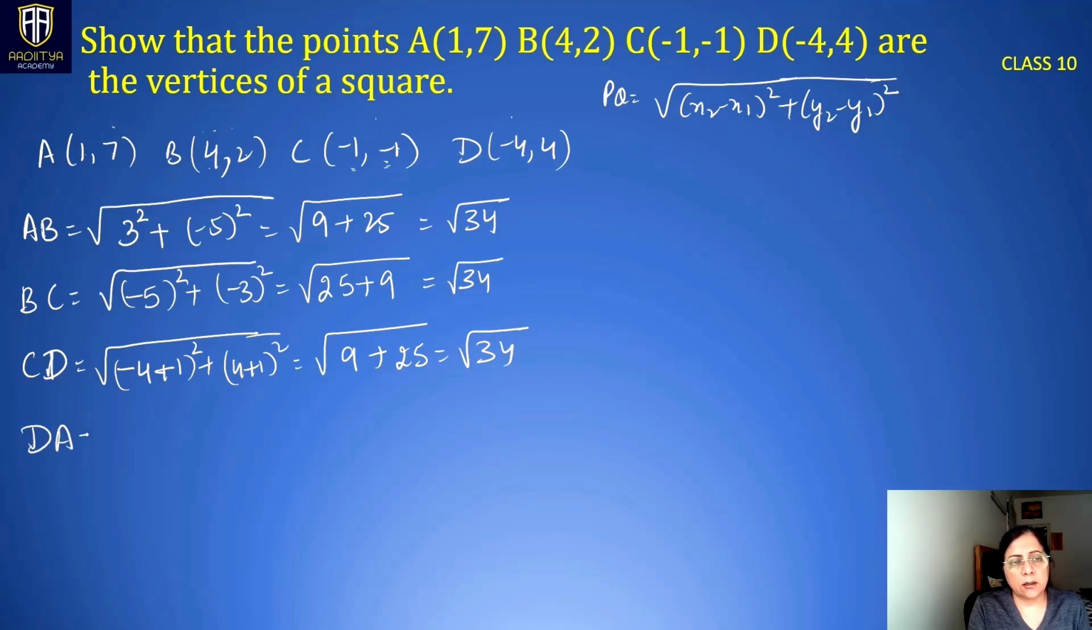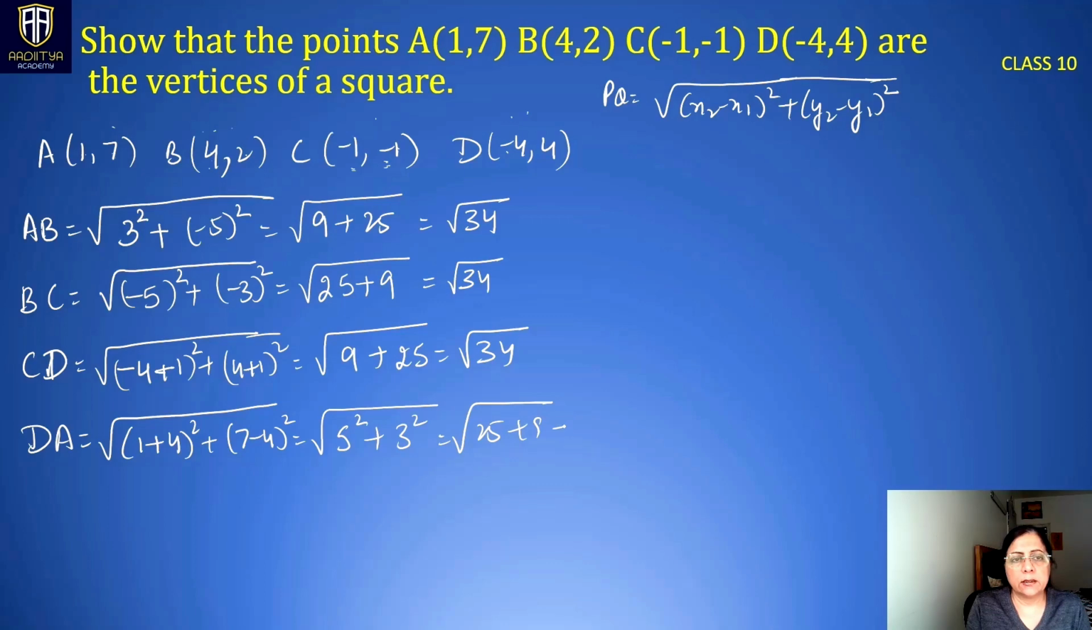Then we have DA. AB, BC, CD and DA. So, for DA, A is your x2, y2 and this is your x1, y1. So, 1 minus minus 4 is 1 plus 4 whole square, and 7 minus 4 whole square. This is 5 square plus 3 square, which is again 25 plus 9, that is root 34. So, now you can see that AB is equal to BC, is equal to CD, is equal to DA.